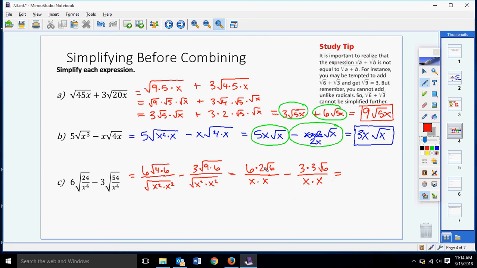Let's simplify this a little further. 6 times 2 is 12, square root of 6. x times x is x squared. 3 times 3 is 9, and square root of 6 over x squared. Why can I subtract these numerators? Well, because they have a common denominator. So 12 square roots of 6 minus 9 square roots of 6 over x squared. These are like radicals because the radicand is 6 and the index is 2. So 12 minus 9 will give me 3 square roots of 6 over x squared.